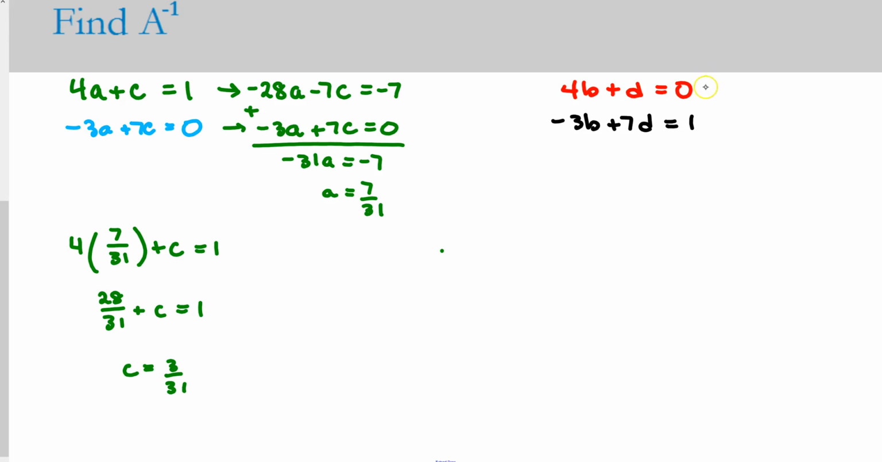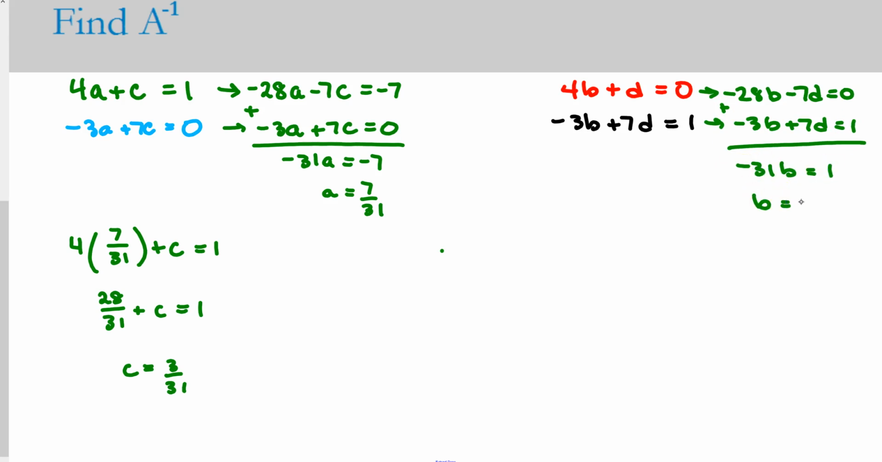Okay, now let's go over to the other system and find the value of B and D. So once again, I'm going to multiply the first equation by negative 7. Negative 28B minus 7D equals 0. Leave the second equation alone. Negative 3B plus 7D equals 1. Add these together. Negative 31B equals 1. So B is negative 1/31. And then to find the value of D, 4 times B plus D equals 0. So D must be 4/31.